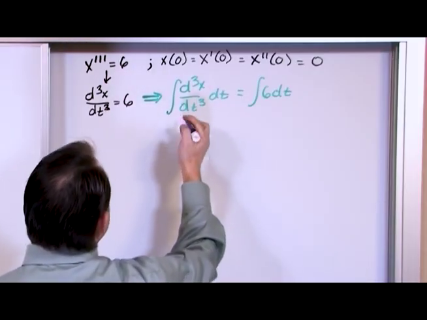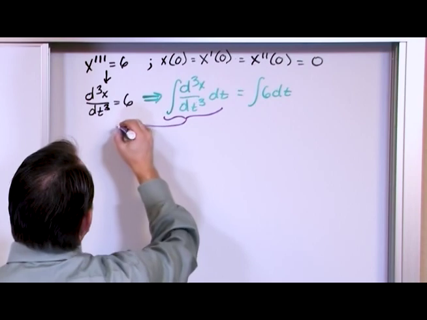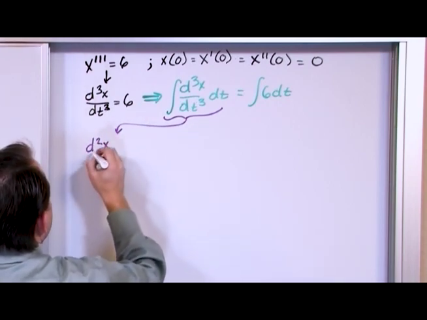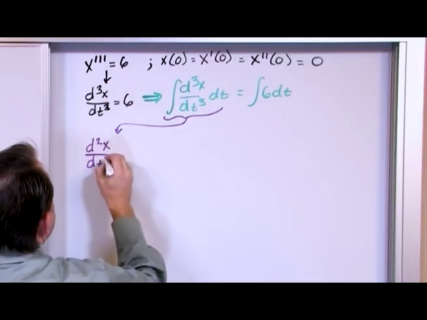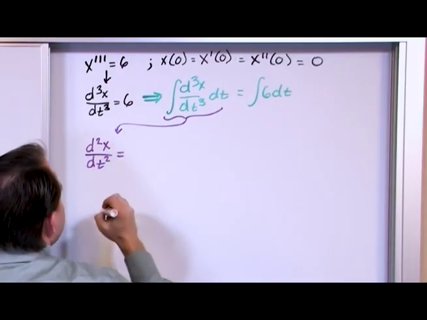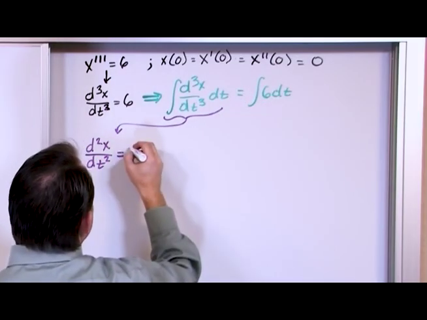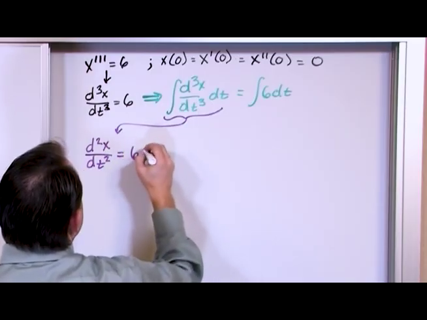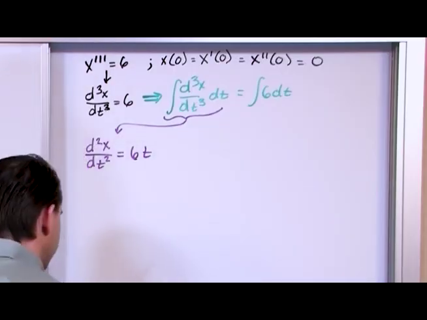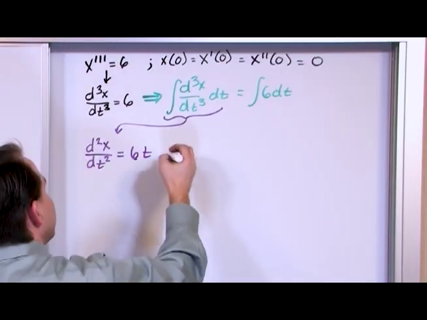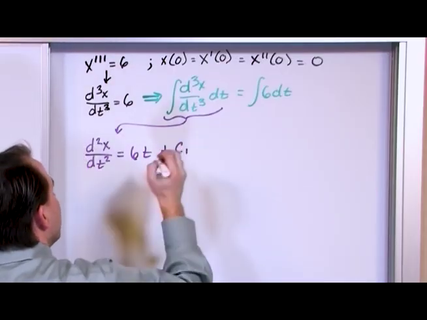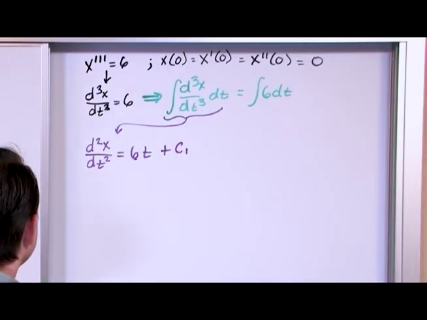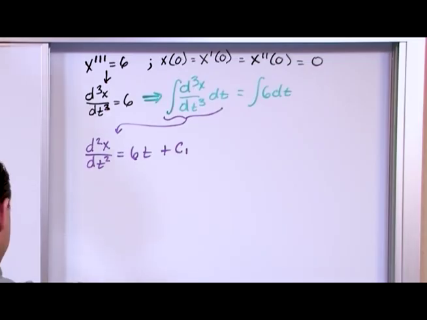Integral of this guy is going to be the second derivative of x with respect to time. Because we take the one integral, and then over on the right-hand side, we're going to get 6, actually that's a constant, so we'll have 6t. And then we have a constant of integration, so we're going to put c sub 1. So we're going to always do the constant of integration and label them. All right, so that's the first integral that we do.